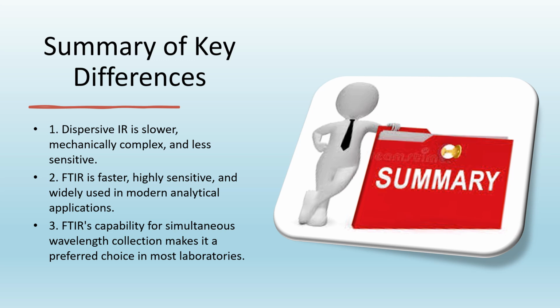FTIR, on the other hand, is faster, highly sensitive, and has become the preferred tool for most modern analytical applications. Its advanced design makes it ideal for quick and reliable measurements. And finally, FTIR's ability to collect all wavelengths at once is what truly sets it apart. This feature makes it the top choice in laboratories worldwide, whether for research, industrial quality control, or environmental analysis. So, FTIR outshines dispersive IR in speed, sensitivity, and modern applicability, making it the go-to solution for today's spectroscopy needs.